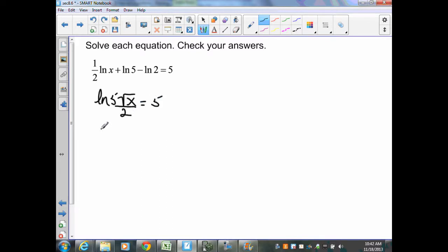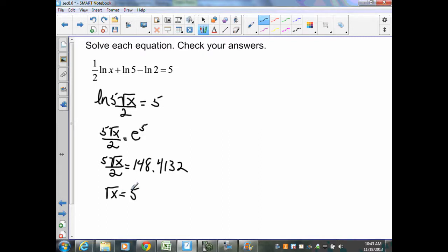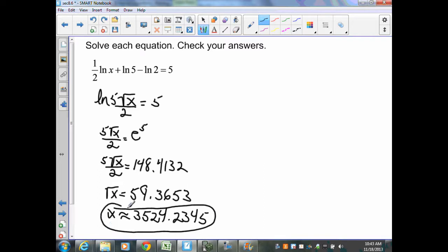Write that in exponential form, gives me 5 square roots of x over 2 equals e to the 5th. Then I calculate the value of e to the 5th. That's going to give me 5 square roots of x over 2 equals 148.4132. I'm going to multiply by 2/5 on both sides. That gives me the square root of x equal to 59.3653. Then I square both sides to solve for x, and x is approximately 3,524.2345. And when I substitute back into the original equation, it does work out. Therefore, that is my solution.